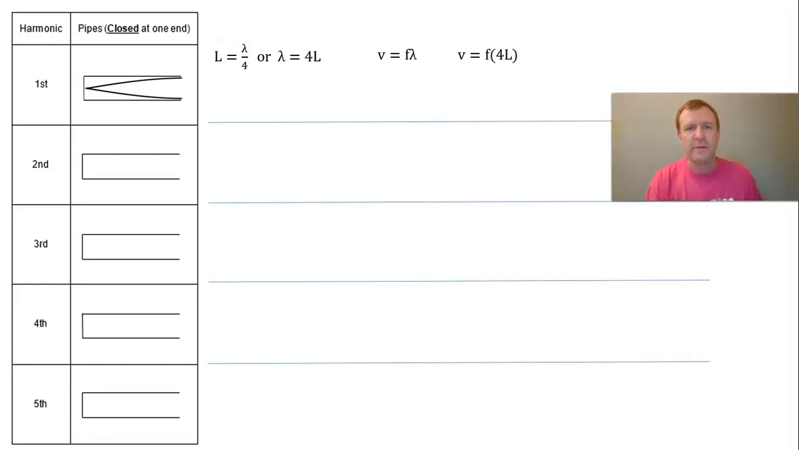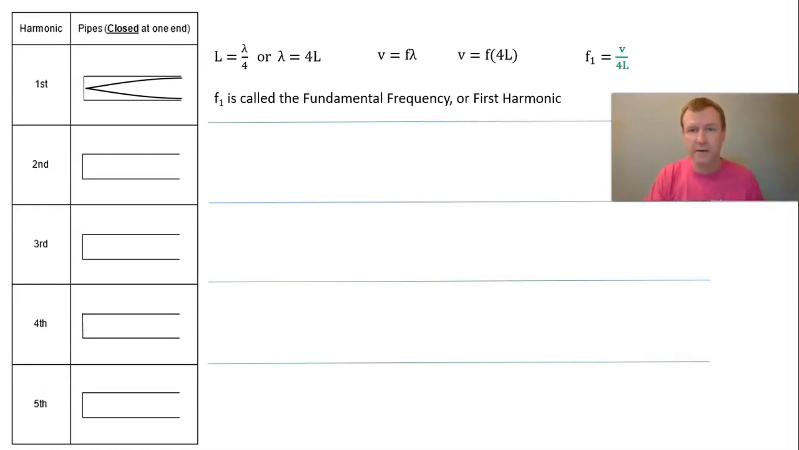Using v equals f lambda, we put in 4L for the wavelength, and then we solve that for frequency. So just divide by 4L, and we get f1 equals v over 4L. Again, v by default is 343 meters per second unless you're told otherwise, and then L is the length of the column. You'd either be given that or that's what you're solving for. So f1 again is called the fundamental frequency or first harmonic.